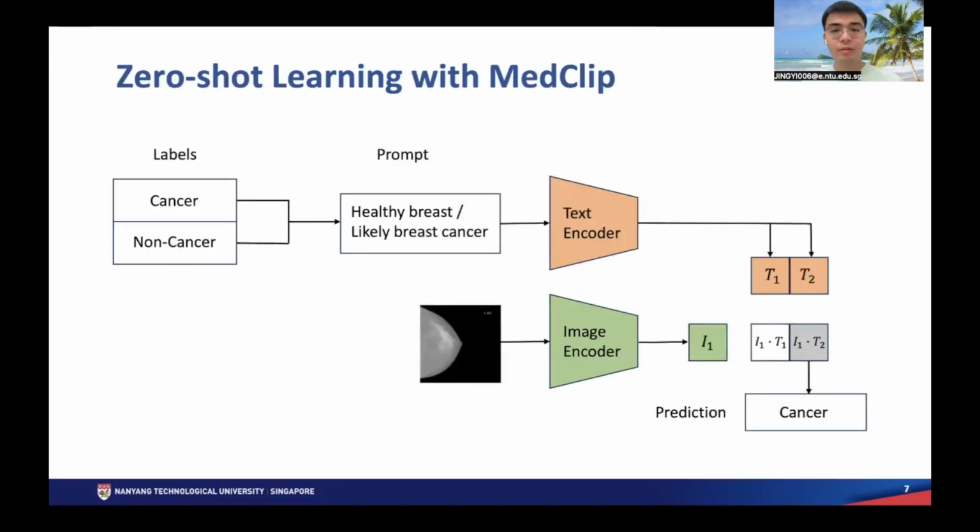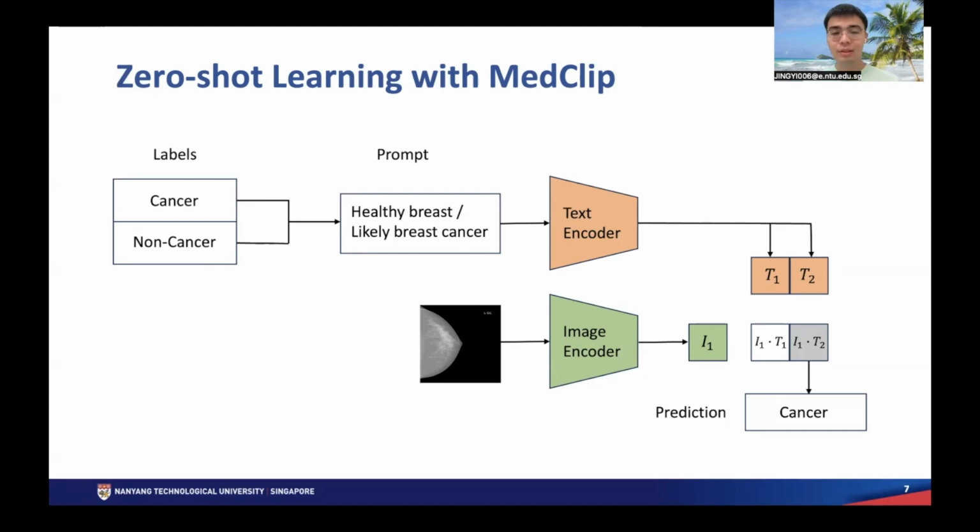Now let's move on to zero-shot learning with MatCLIP. With a pre-trained MatCLIP model, we can perform classification in a zero-shot manner. For the two types of labels, cancer and non-cancer, we first generate the corresponding prompts for the two types of labels. For example, one possible set of prompts is a healthy breast prompt for the non-cancer data, and a likely breast cancer prompt for the cancer data.